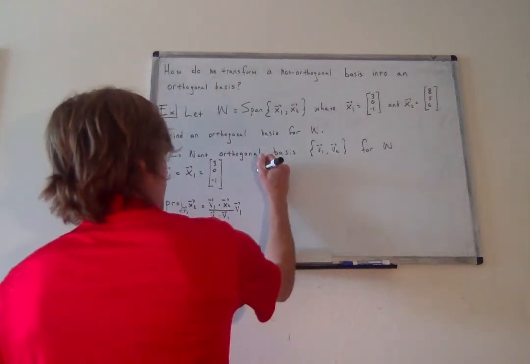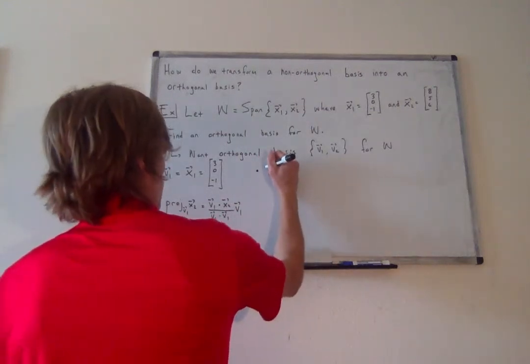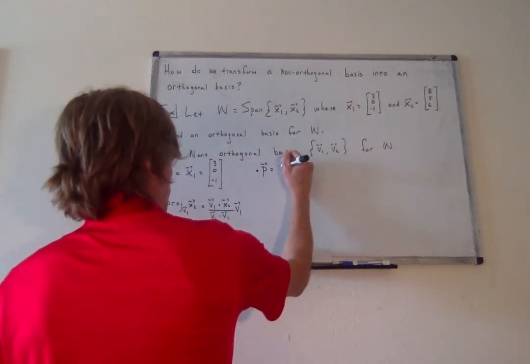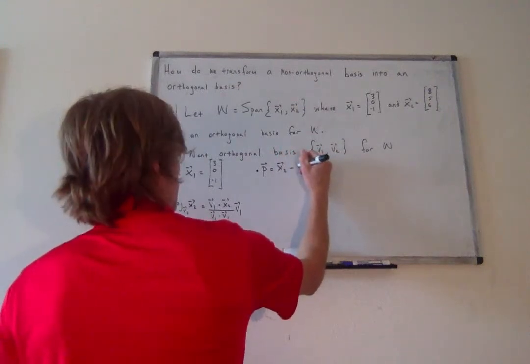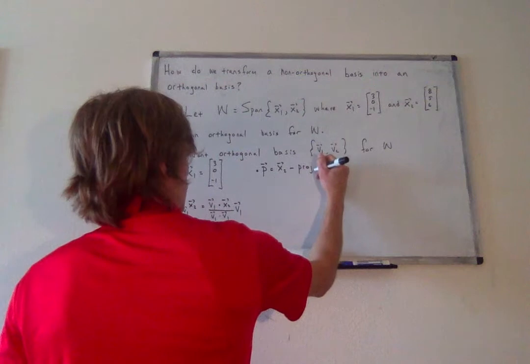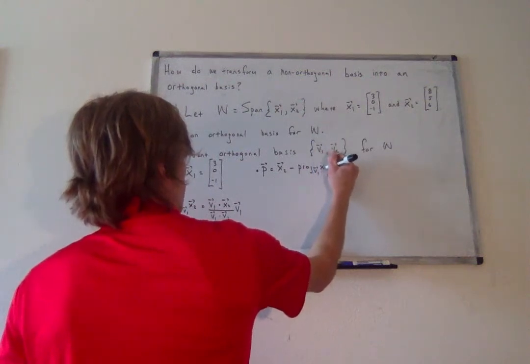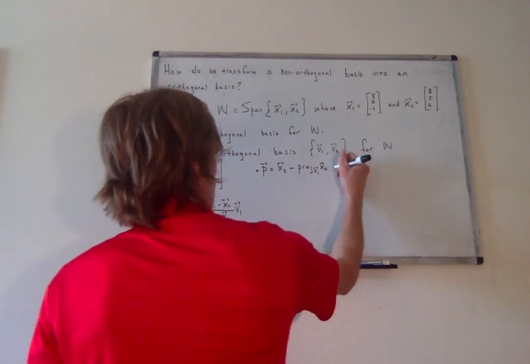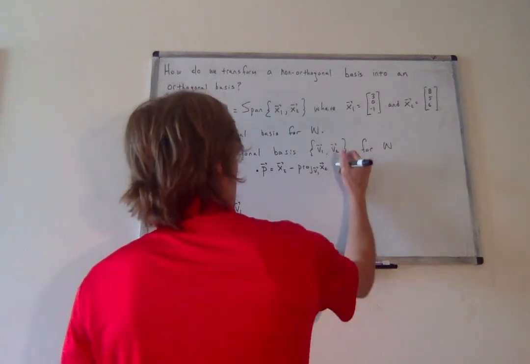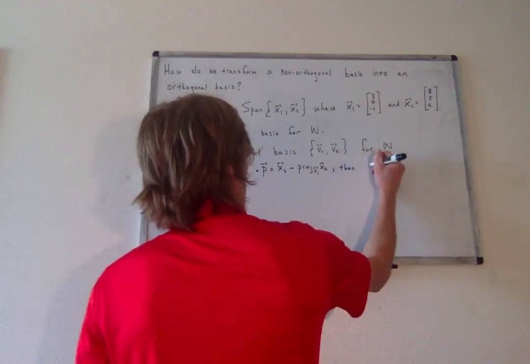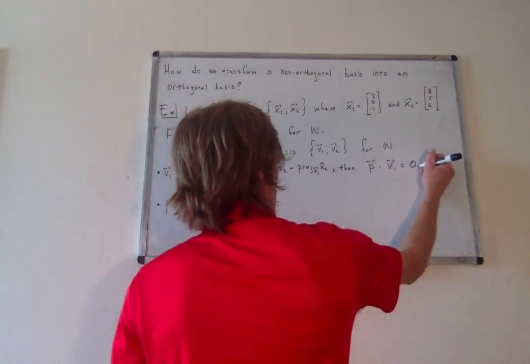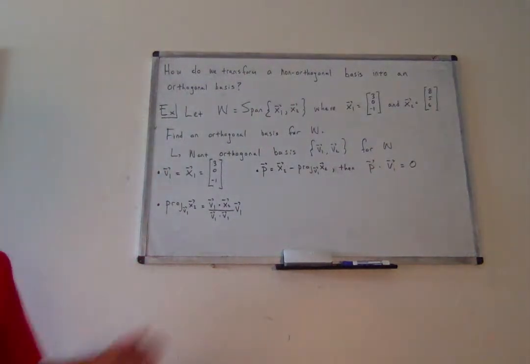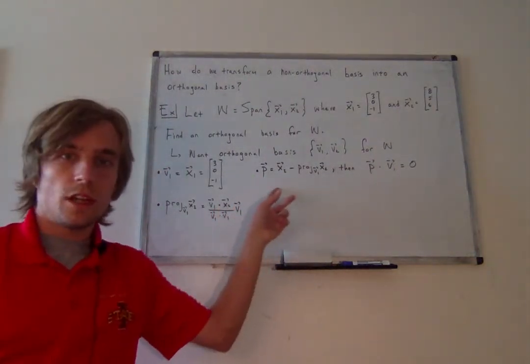But remember, by the orthogonal decomposition theorem, if I let P be the vector x2 minus the projection of x2 onto v1, then P is actually orthogonal to v1. And so this just follows directly from the orthogonal decomposition theorem.